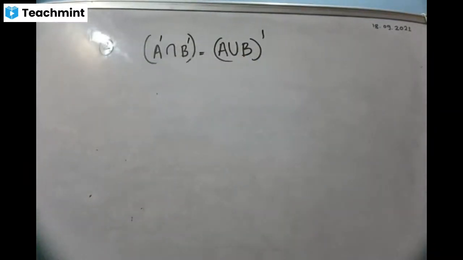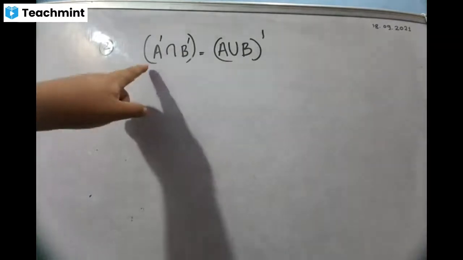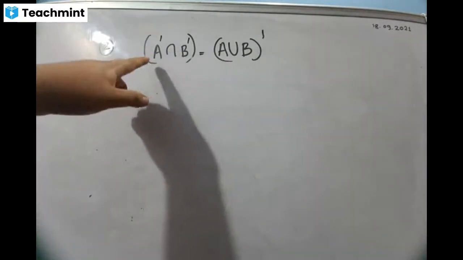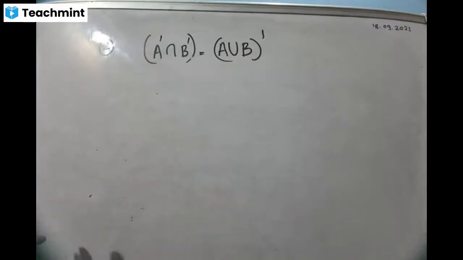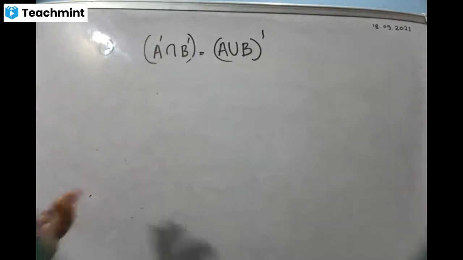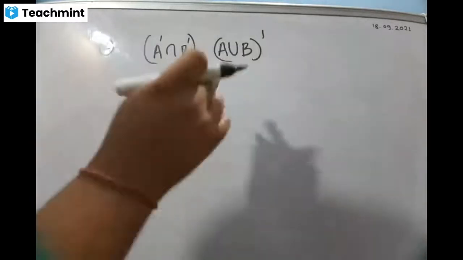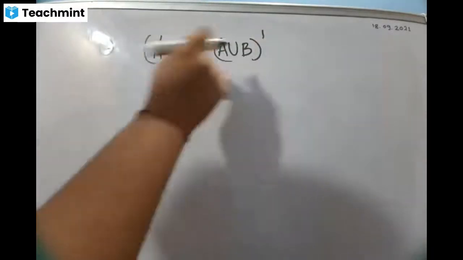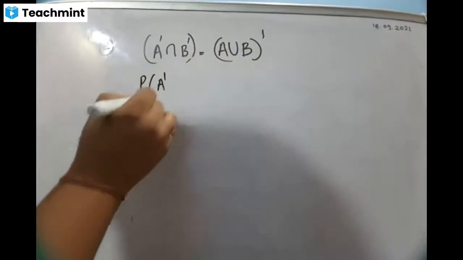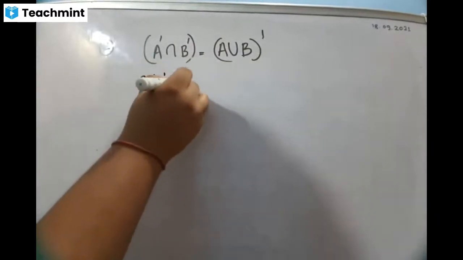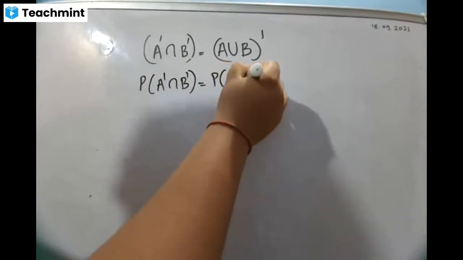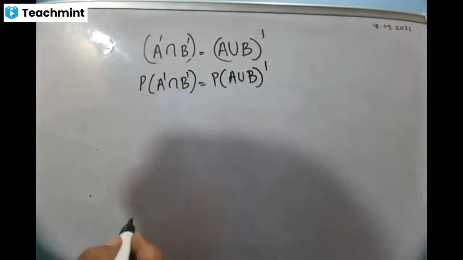So what they will tell you is to find the probability of this. Everyone, they will tell you what is A dash. A dash means not A. Got it? What is B dash? B dash means complement, not B. So this is De Morgan's theorem. If they tell you to find the probability of not A intersection not B, then you are going to write probability of (A union B) complement.